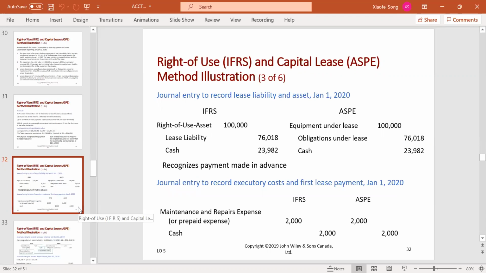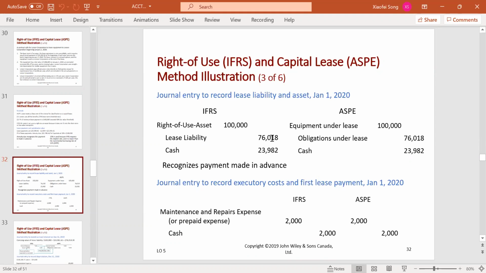Okay, so if we accept that the present value of the annual lease payment of 23,982 discounted at 10% over 5 years is 100,000, the journal entry will be very similar. We debit an asset and credit a liability. The liability is not the same amount, since the first payment is immediate, so the liability is the difference between the total amount capitalized and the payment.